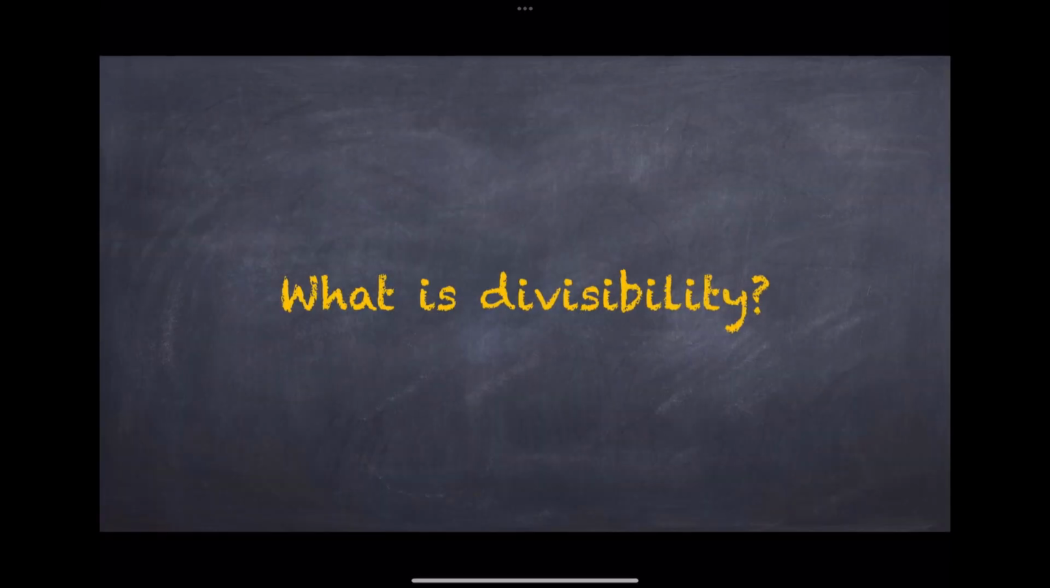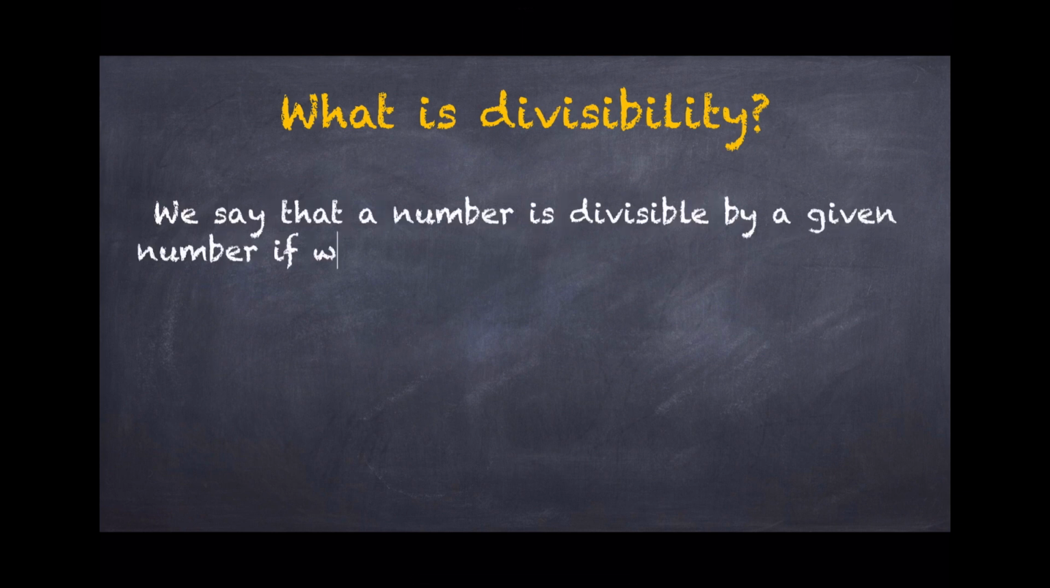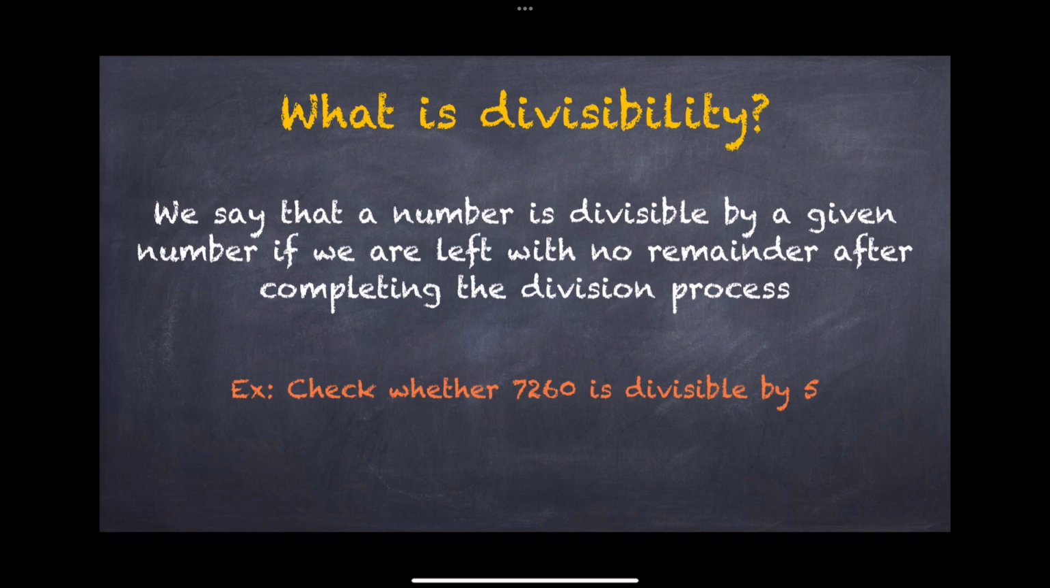But children, before we kickstart our lesson, let me ask you a simple but very important question. What is divisibility and why do we have to know the rules of divisibility? Well, we say that a number is divisible by a given number if we are left with no remainder after completing the division process. For example, if we have to check whether 7260 is divisible by 5, we must perform the division process and see if we obtain 0 as the remainder.